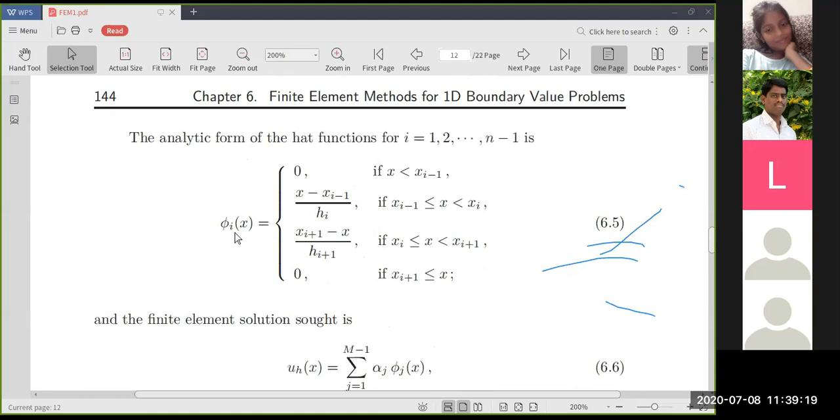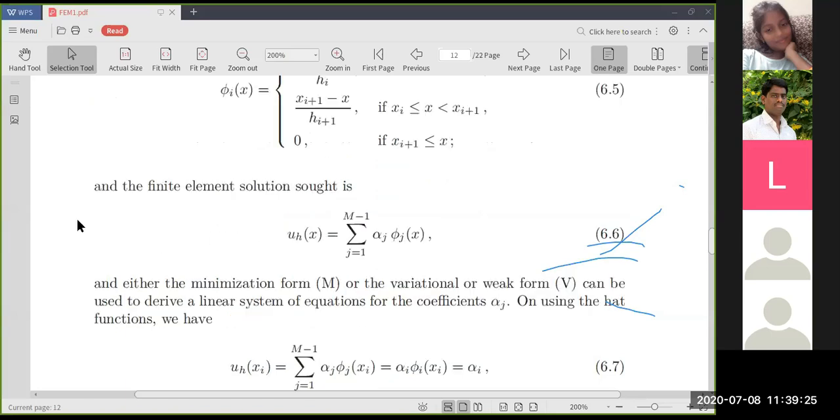This is the basis function which we have already defined, the hat functions. A couple of slides ago we have seen this, the hat functions. Now this is the finite element solution we have assumed: uh of x equals summation j equal to 1 to m minus 1, alpha j phi j of x. This is the finite element solution which we are assuming.